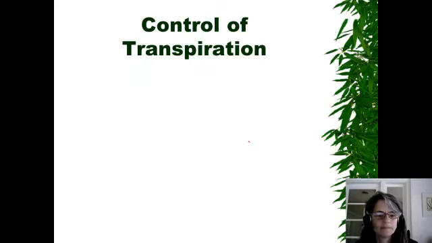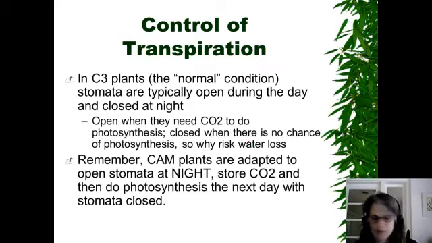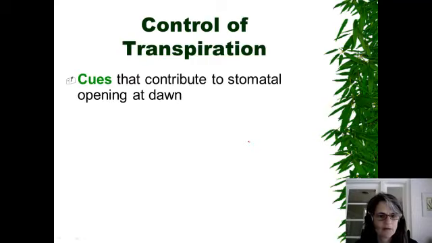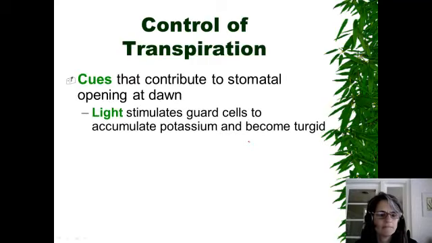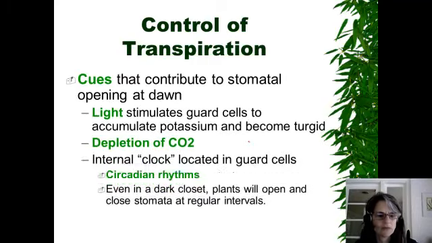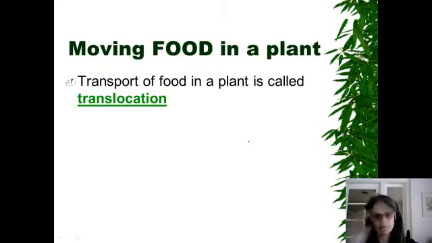We will talk about C3 and CAM plants when we talk about photosynthesis, and some of the cues that work with them. So we are now up to transporting food in a plant, so I'm going to stop there.